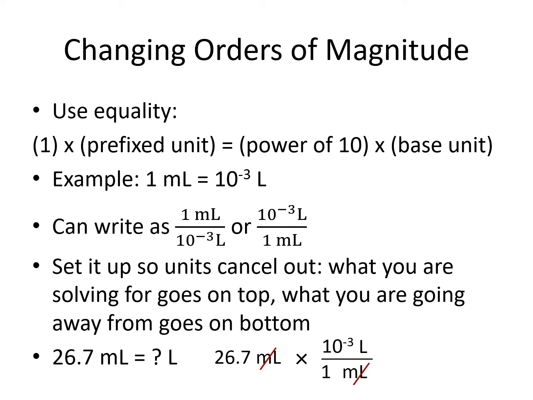Once I have set up my calculation properly, I can do the math. 26.7 times 10 to the minus 3 gives me 0.0267 liters.